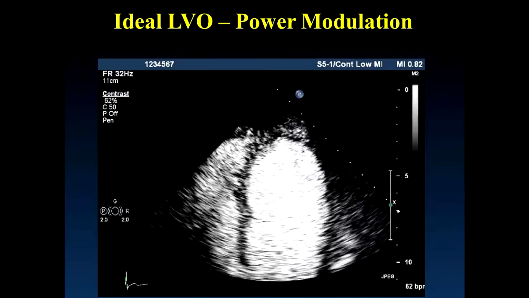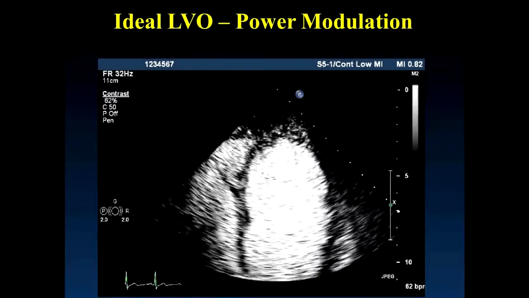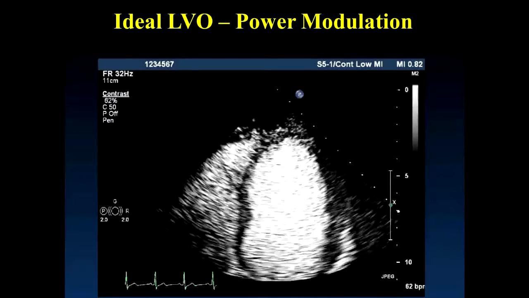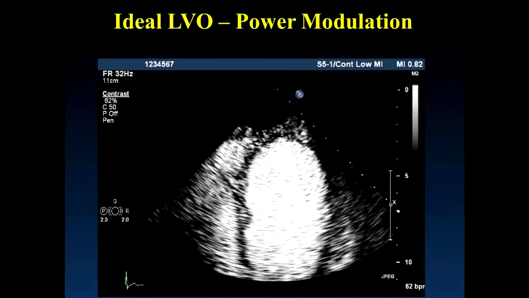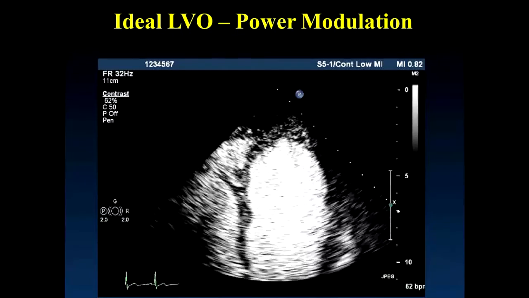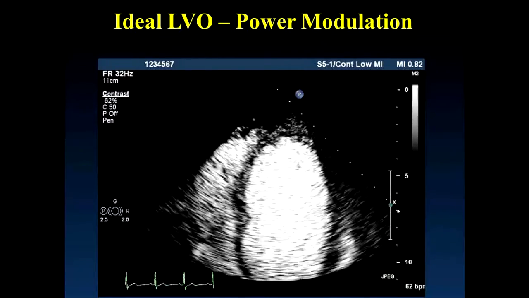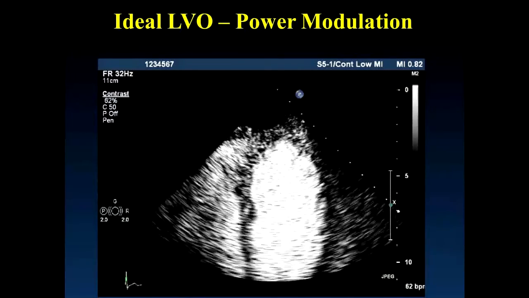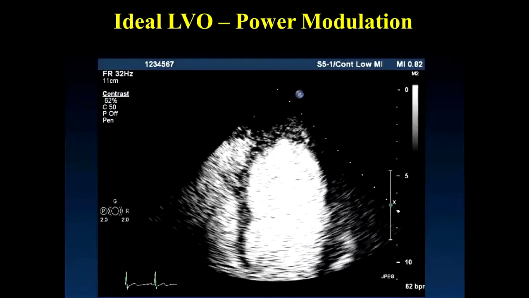This image shows you some of the features of an ideal contrast-enhanced study for left ventricular opacification. The contrast in the left ventricular cavity should be homogeneous from the apex to the base. The mitral annular plane should be easily visible and should not be obscured by the contrast in the cavity. The tissue should be relatively dark and silhouetted against the cavity, but the specular epicardial border must still be visible so that wall thickening can be evaluated.